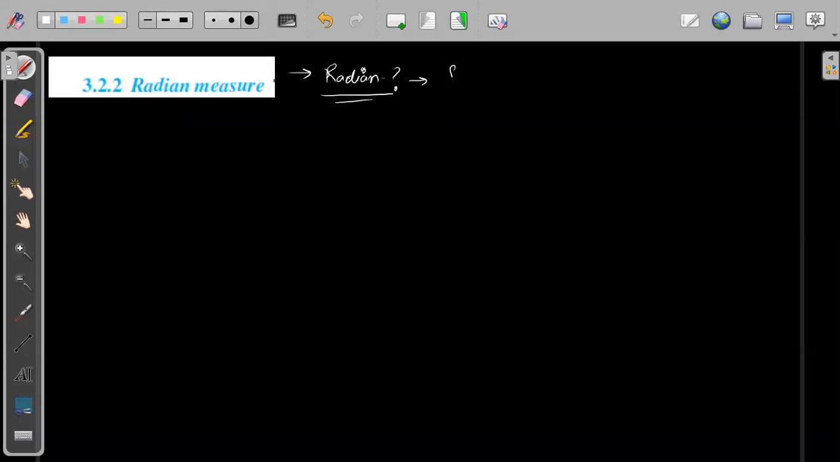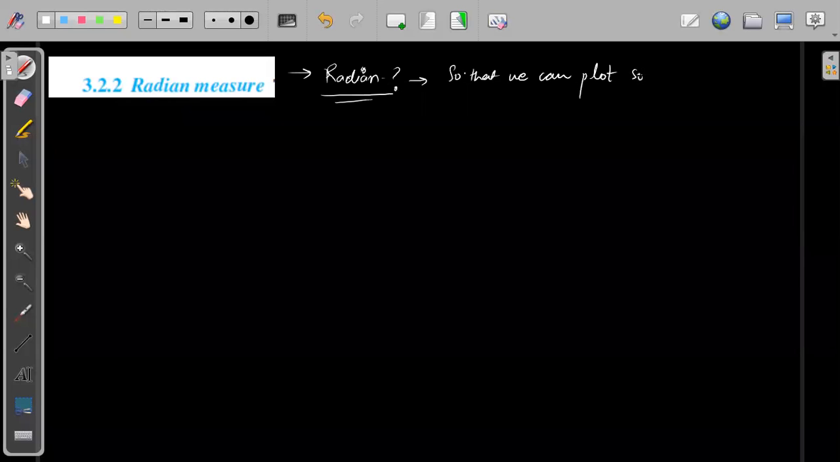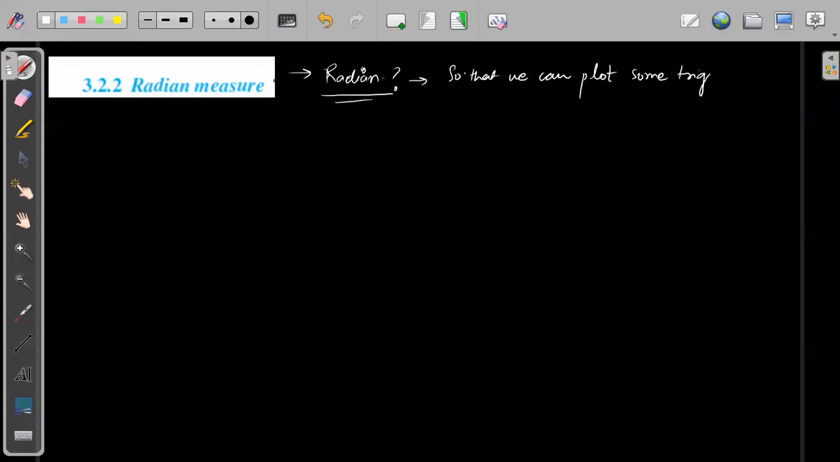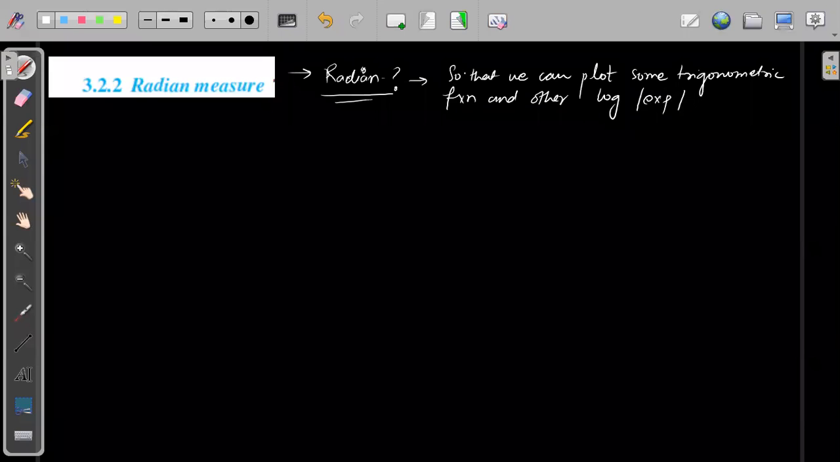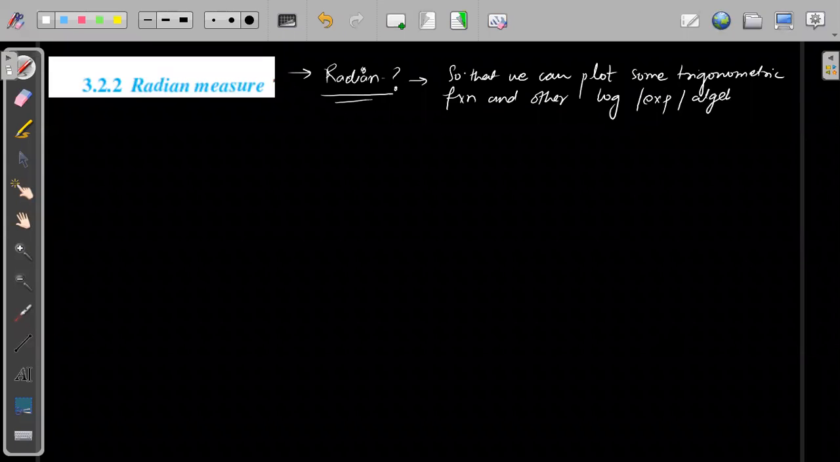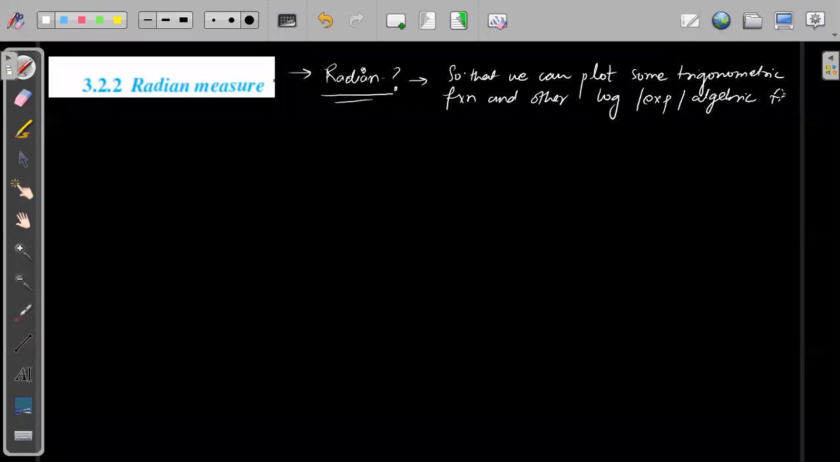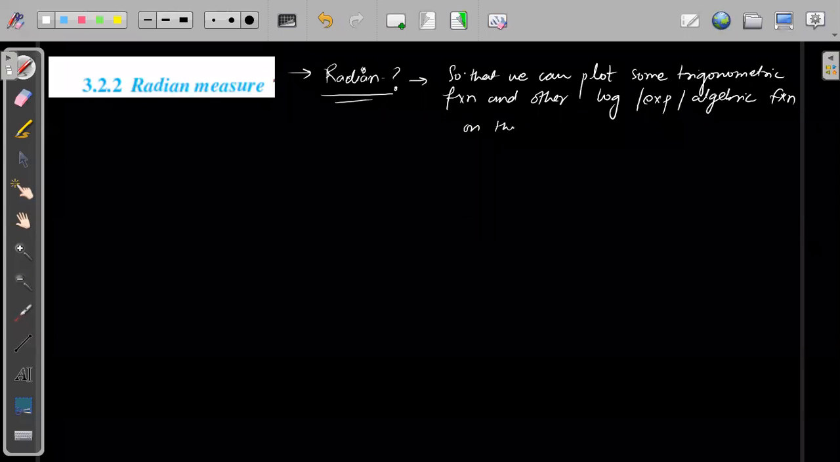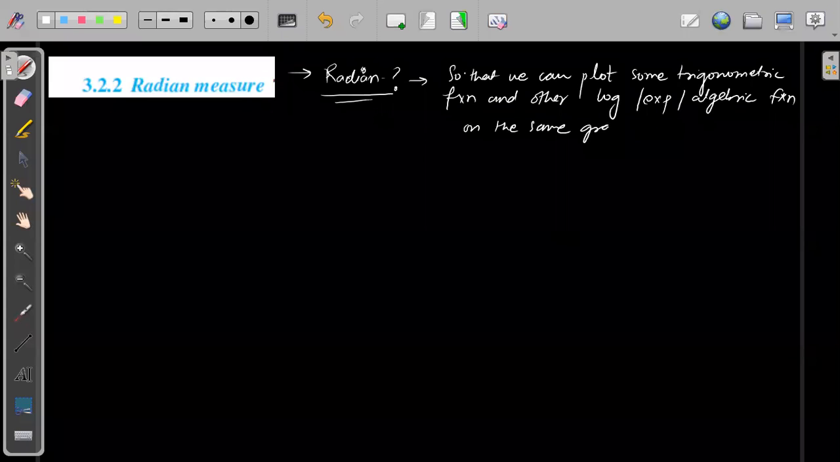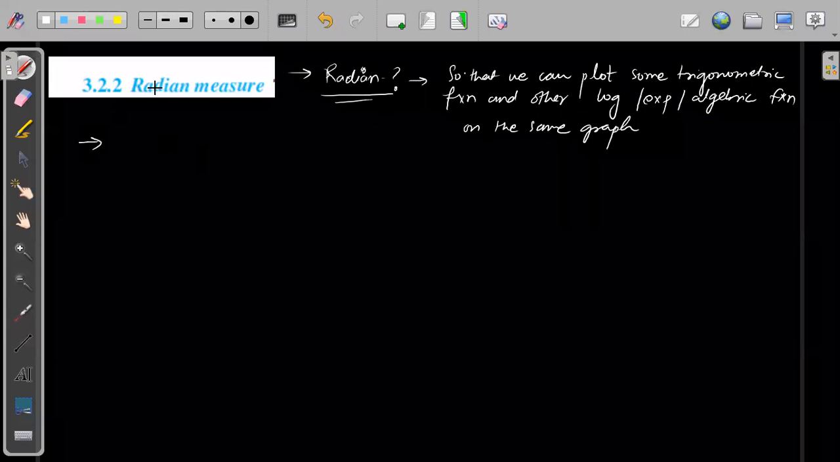The reason is so that we can plot some trigonometric functions and other functions, like log or exponential or algebraic functions, on the same graph, right? So what does radian mean?